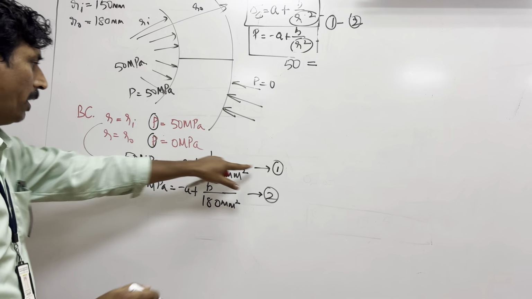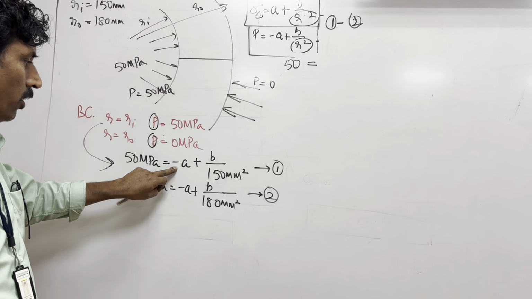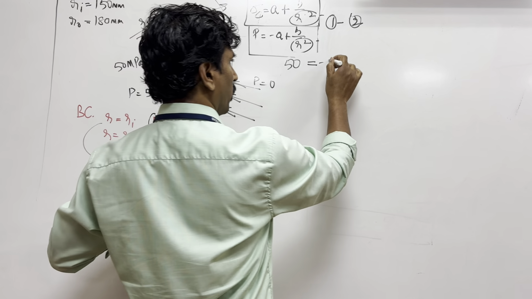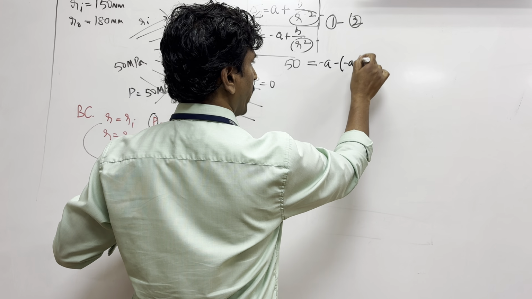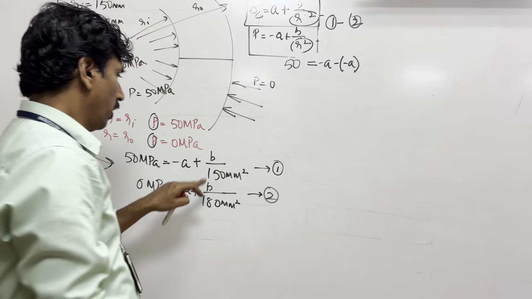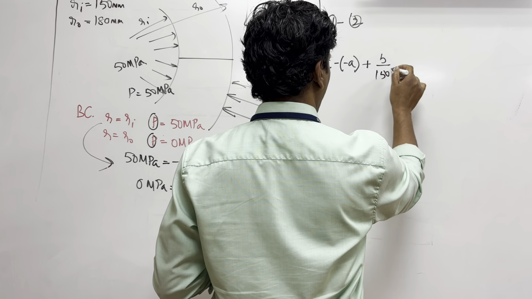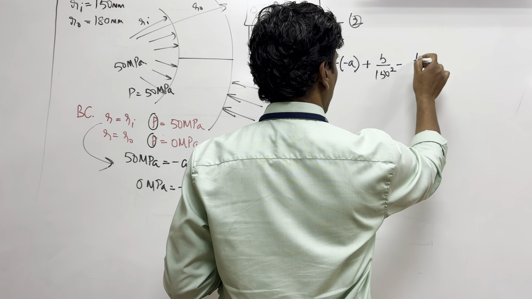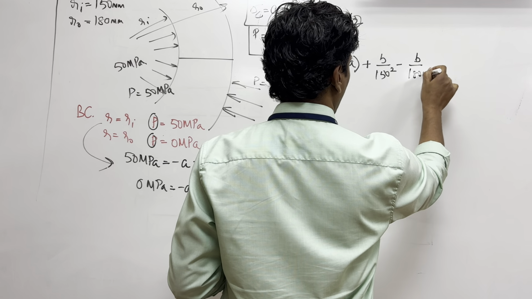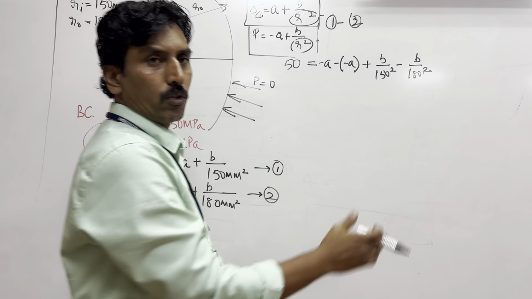50 minus 1 minus 2. 50 minus this is 50 minus A minus of minus A. It will become plus, so it will cancel out. And then plus B by 150 square minus B by 180 square. Is it up to you?